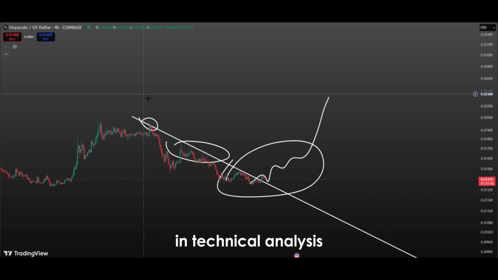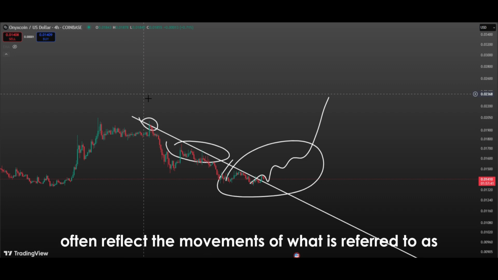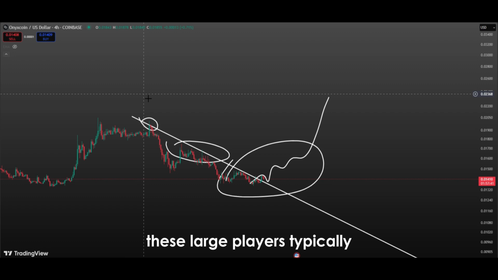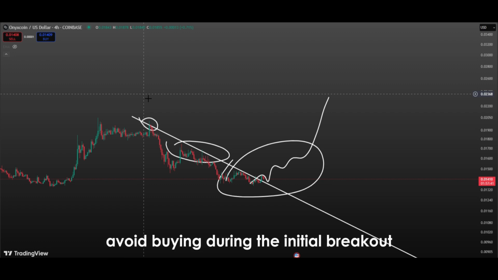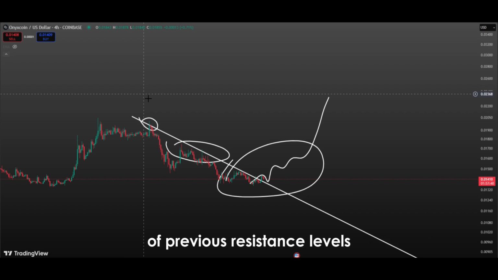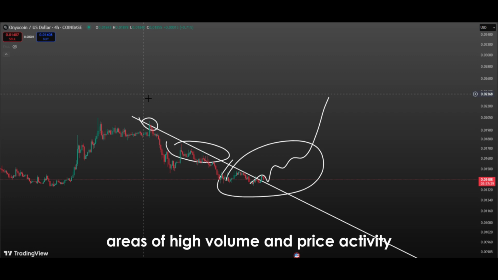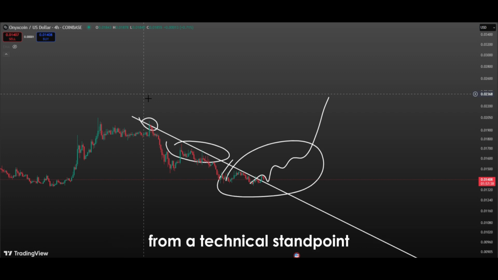In technical analysis, trend breakouts and subsequent retests often reflect the movements of what is referred to as smart money. These large players typically avoid buying during the initial breakout and instead wait for confirmation through a retest of previous resistance levels as new support zones. This makes retest levels areas of high volume and price activity. These zones become a sort of battlefield from a technical standpoint.